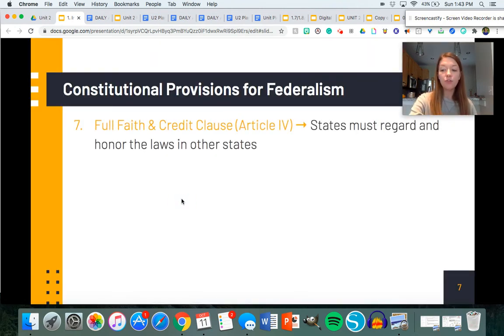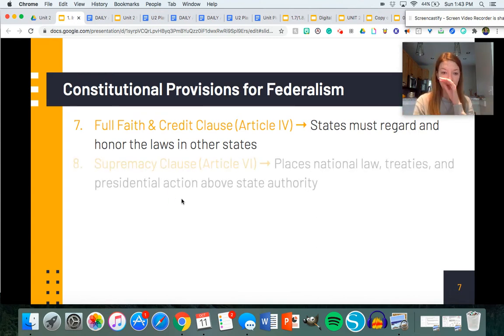We also have the full faith and credit clause in Article 4, which we've talked about before, but this says that states must regard and honor the laws in other states. So again, this is like my marriage license, driver's licenses, things like that. Again, this was a huge concern for the states. Once the new Constitution was being written, they wanted to make sure that the laws they had in place were going to be recognized and honored.